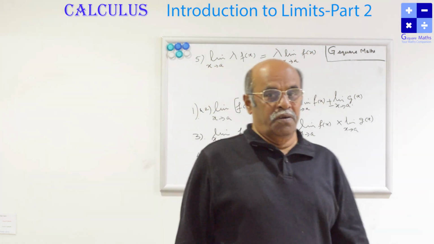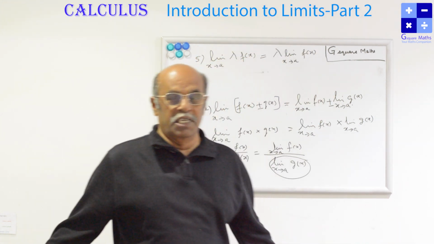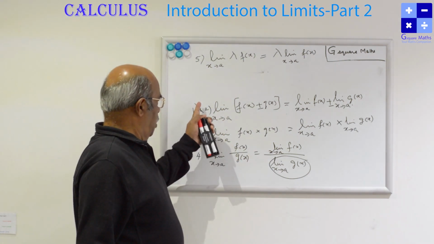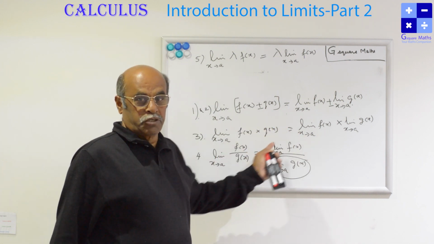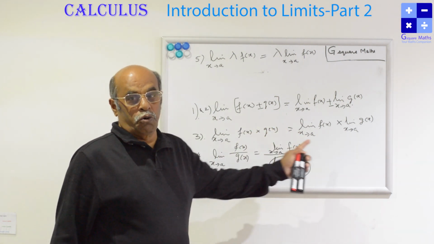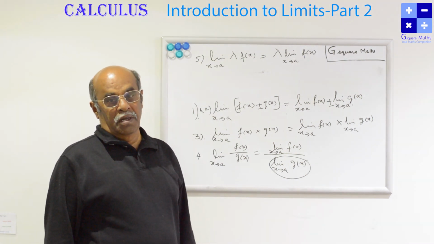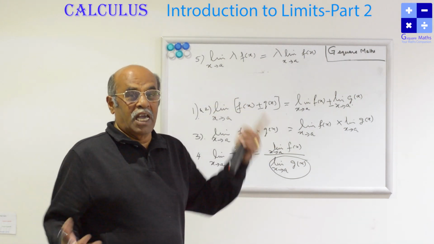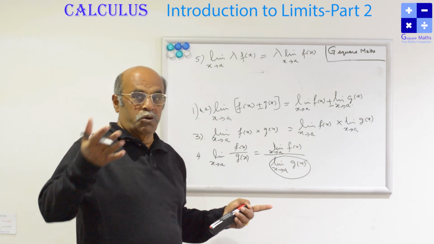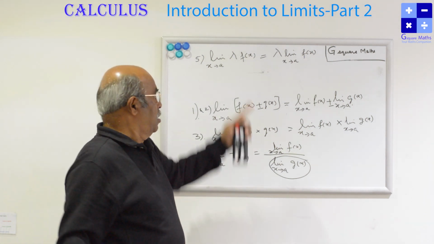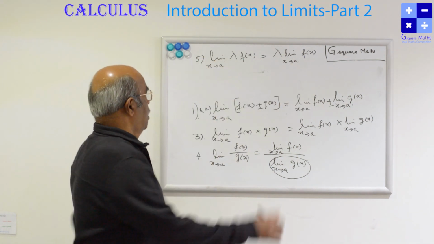In any branch we have algebra. In the same way here also we have the algebra of limit. So limit of the sum is equal to sum of the limits. Limit of the difference is equal to difference of the limits. Limit of the product is equal to product of the limits. Limit of the quotient is equal to quotient of the limits, provided the denominator limit is not 0. Then the fifth one is the scalar multiple of a function: limit of lambda into f(x) equals lambda into limit of f(x). Then the sixth one.